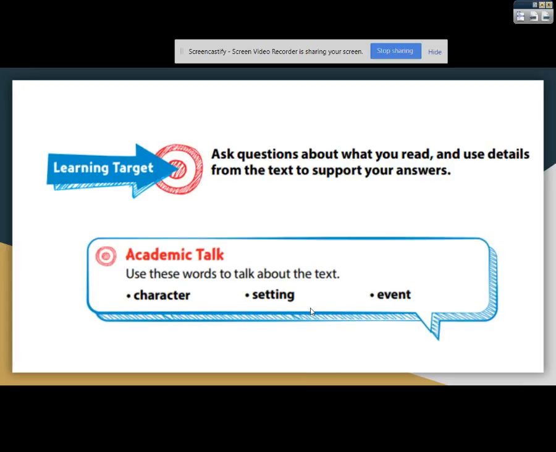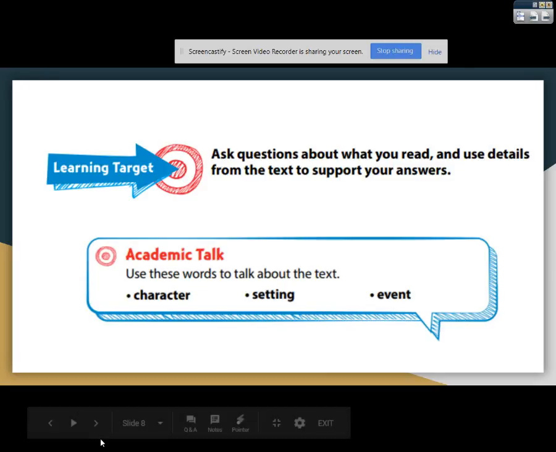Poke. Poke. Well, why is this not going?